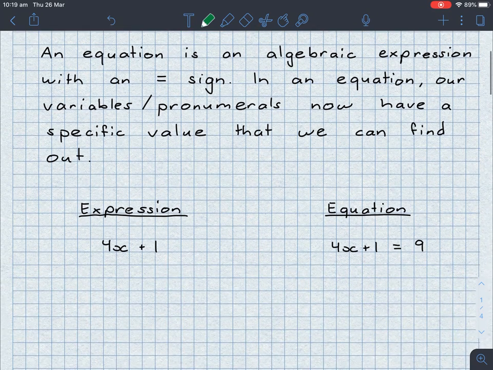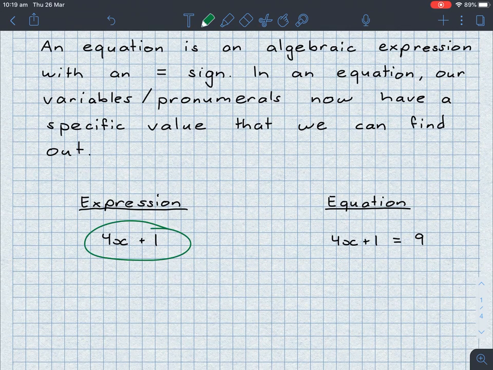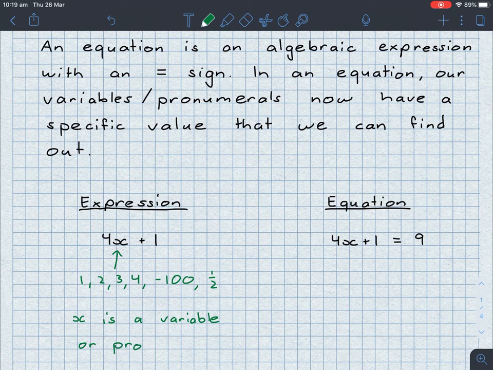So what I mean by that is, previously we were looking at expressions like this, where x could be 1, 2, 3, 4, could be like negative 100, could be fractions. X could be anything. So x is a variable, or the other word for that is pronumeral. That is a label for any number that you want to substitute in there. In an equation, we have something that this expression is equal to.